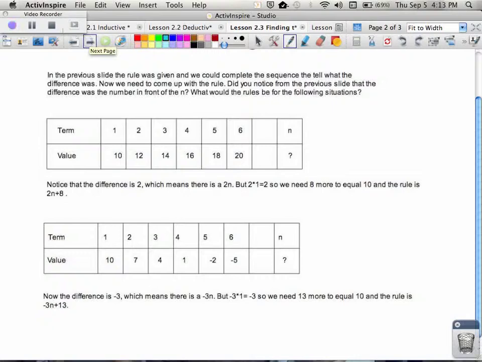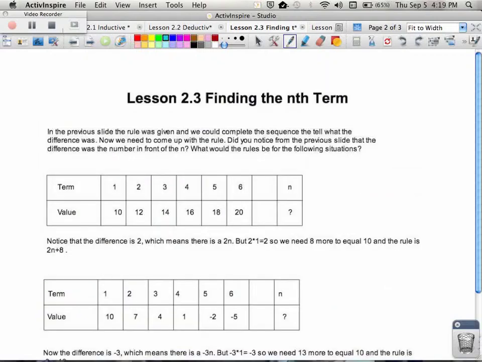Let's see if we can generate our own rules. So remember, as we look at the pattern in this one, what I'll notice is going from 10 to 12 is an addition of 2, going from 12 to 14 is an addition of 2, going from 14 to 16 is an addition of 2, which means that I'm going to have 2n. Why? Because I noticed that my pattern was to jump by 2, so that's where this 2 is coming from.